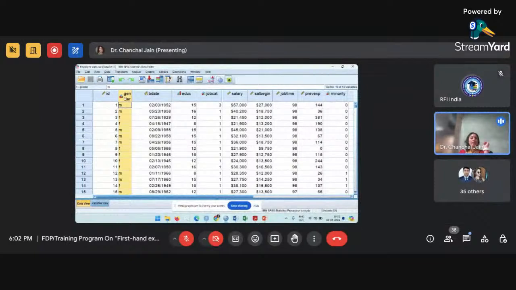How many categories are there? Two, male and female. Very correct. Two categories are there, right? So the first thing we have seen is that we have one continuous scale variable or numeric variable, and second, we have the categorical variable with two categories. So two assumptions we have checked, right?